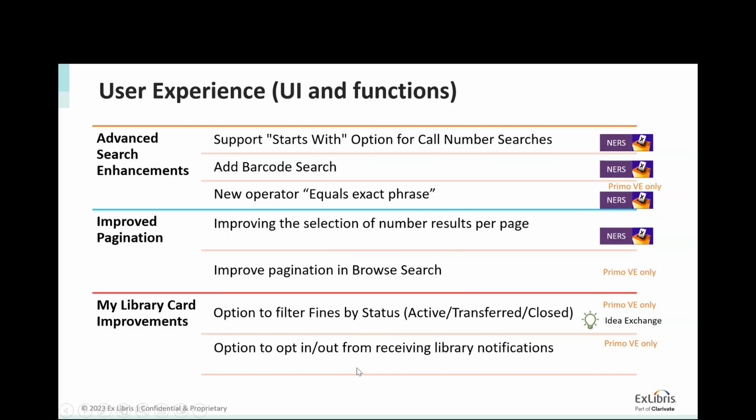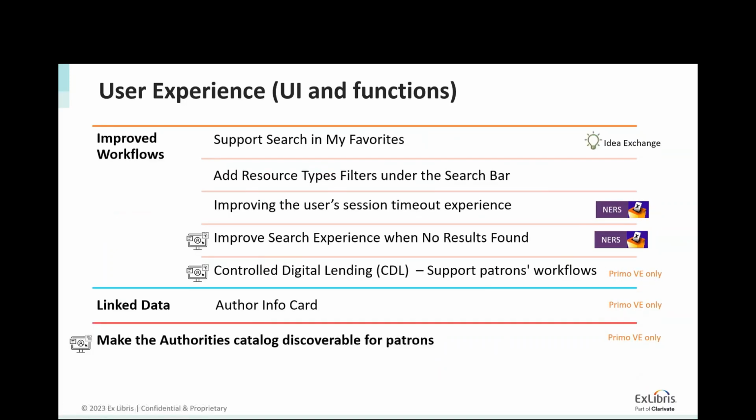We have several improvements to the My Library card, allowing users to filter and find by the status, and also filling a gap from the Primo backoffice, the ability to opt in and opt out from library notification. I have a dedicated slide for that to explain.